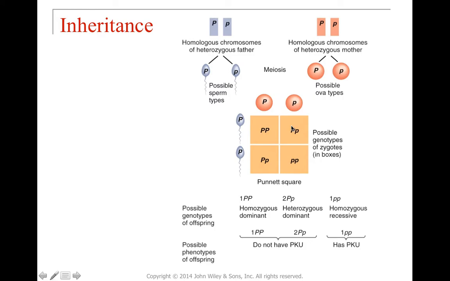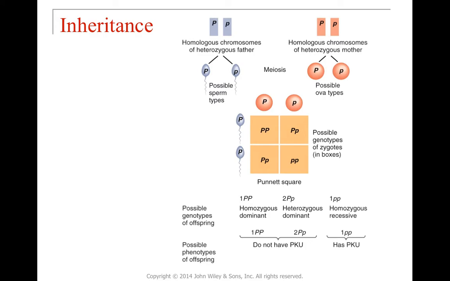So we end up getting a ratio here, if we're looking at the genotypes, of 1 to 2 to 1, right? So basically it's going to be 25% dominant, dominant, 50% heterozygote, and 25% recessive, recessive. But that's what happens if we're looking at the genotype.